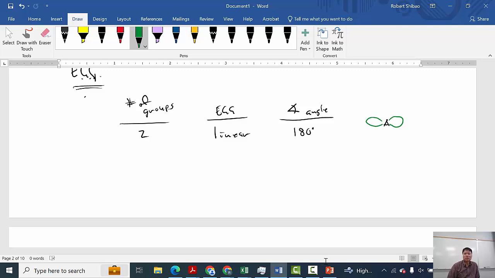So ignoring the size of the balloons, if I have atom A here, then the two groups are going to be at a 180-degree angle. So this is group 1, this is group 2. It looks like a p orbital, but it's not a p orbital. Those are two separate groups.